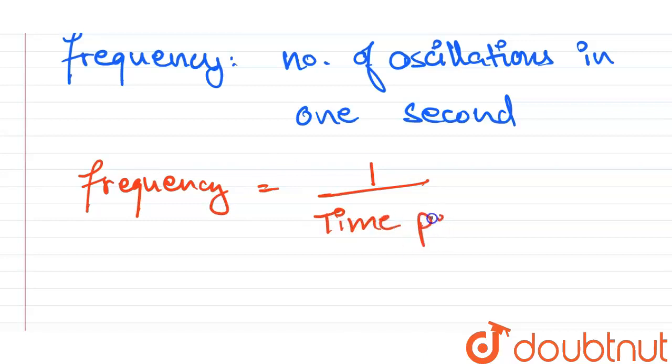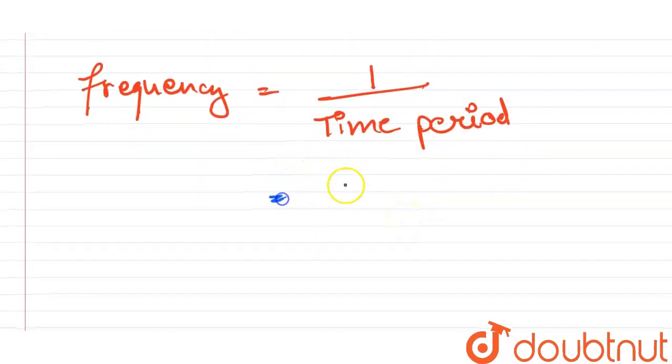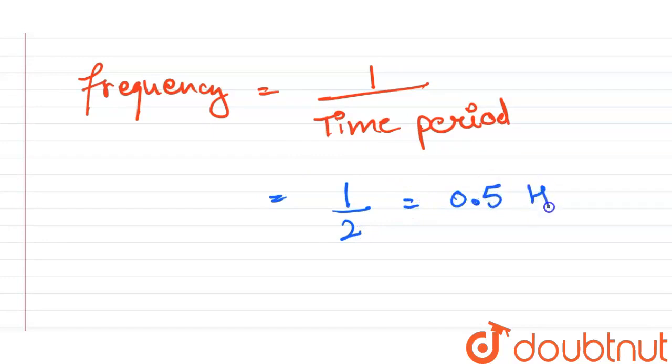All right. So it is given that time period of a simple pendulum is 2 seconds. So its frequency will be 1 divided by 2, that is 0.5 hertz. Frequency is measured in hertz.